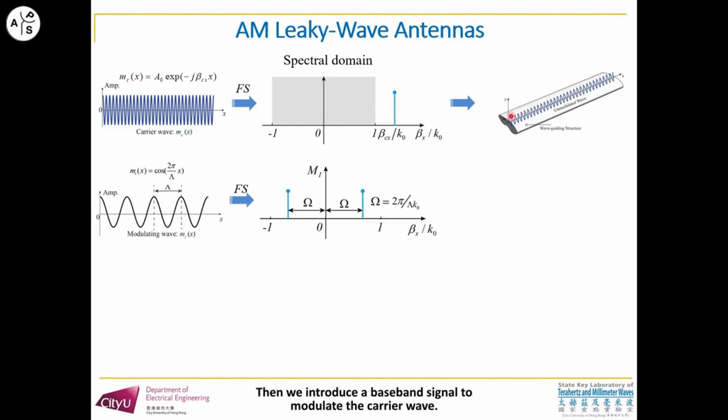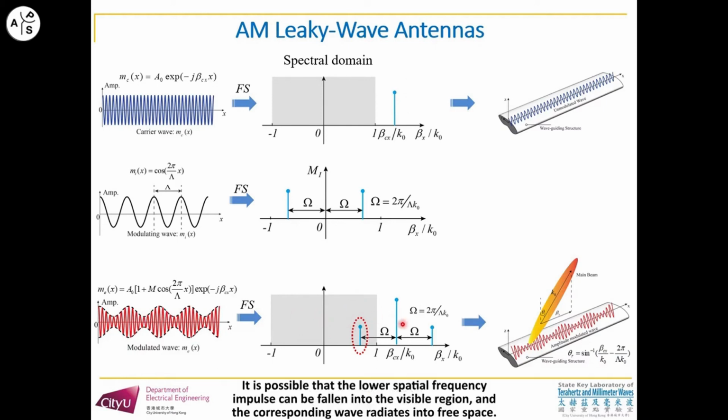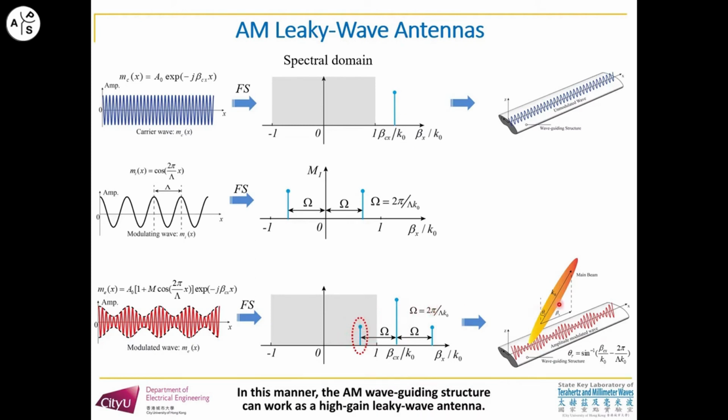Then we introduce a baseband signal to modulate the carrier wave. This is the waveform of the modulated wave and its spatial frequency distribution. We can see that there are three frequency impulses here. It's possible that the loaded spatial frequency impulse can be shifted into the visible region, and the corresponding wave radiated into free space. In this manner, the AM waveguiding structure can work as a high-gain leaky antenna.